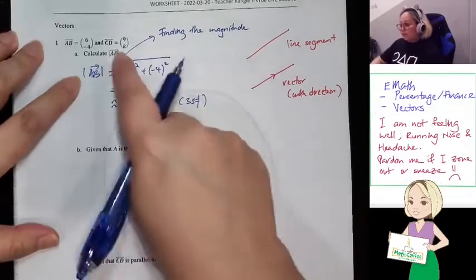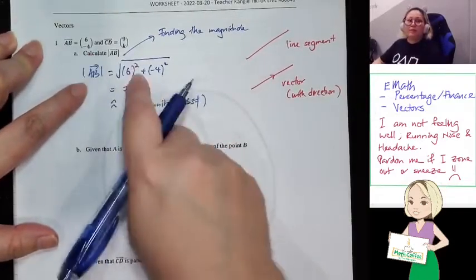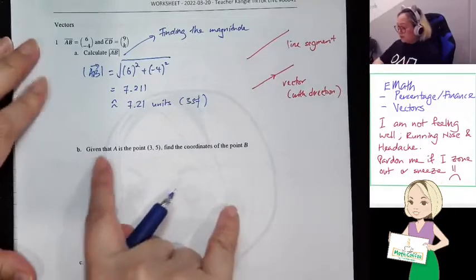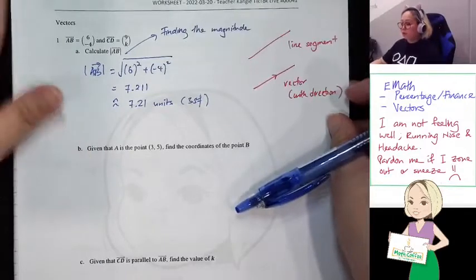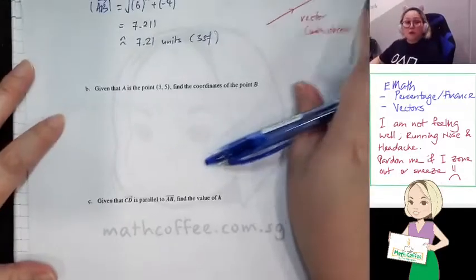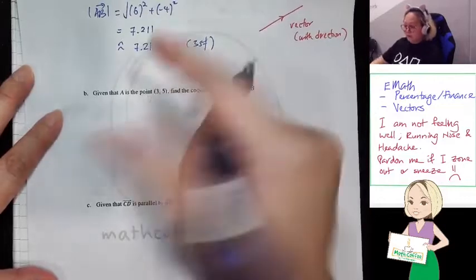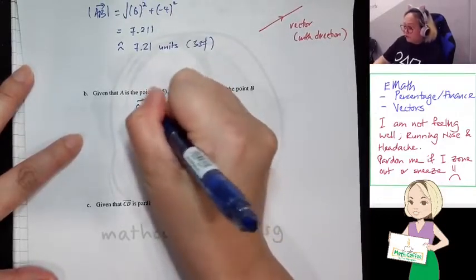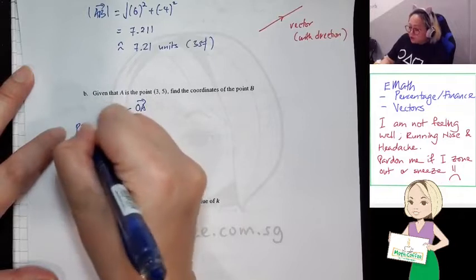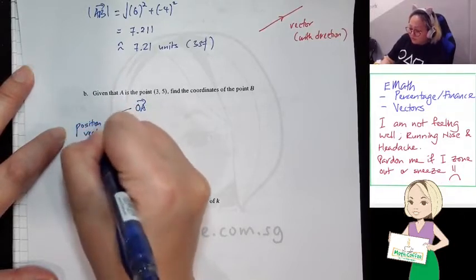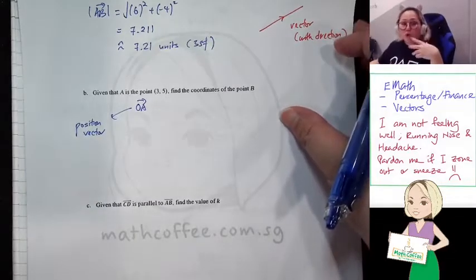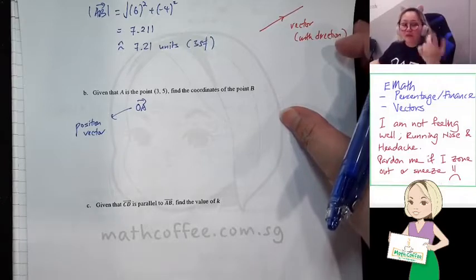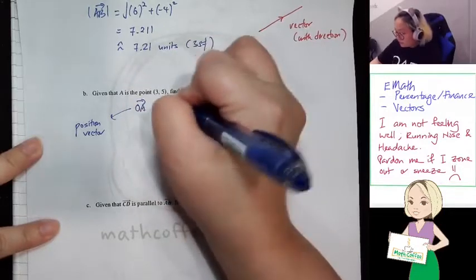Okay, so remember this is just finding magnitude. Very easy. Just take the two numbers, square them, then square root. Okay, given that A is the point (3, 5). Always remember that when they give you the coordinate, you can get the position vector. This is called a position vector. A position vector starts from O, which is the origin. So when they give me that the coordinate is (3, 5), I will know that position vector OA is equal to (3, 5). That's all.